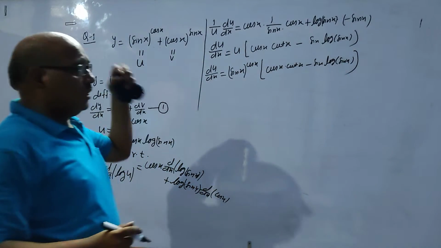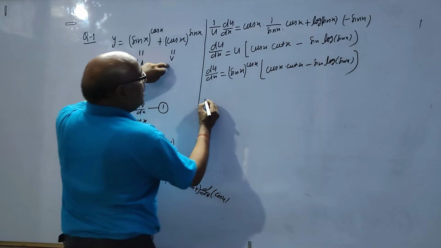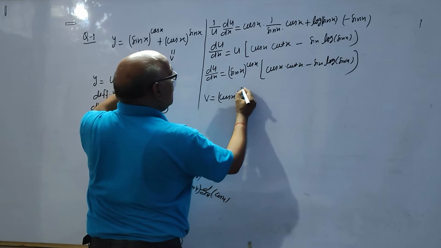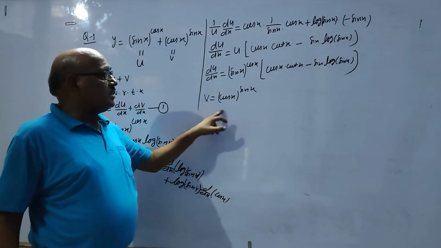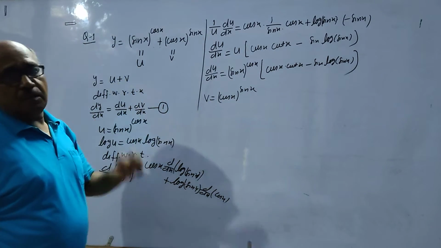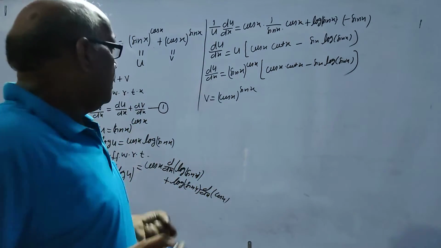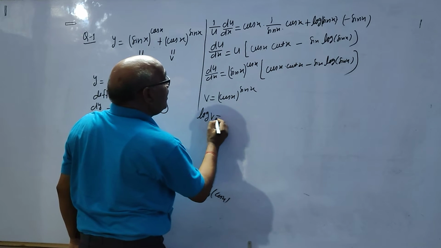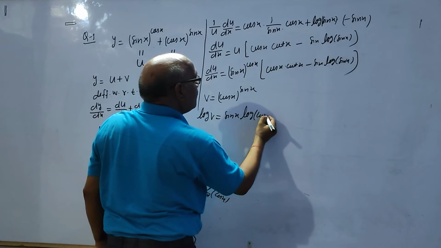Now you have calculated the du over dx. Now you just find the value of dv over dx. dv over dx कैसे निकालेंगे, यहाँ से क्या है, that is v is equal to cos x whole to the power sin x. One function is in the power of another function, so you take the log of both the sides. Now when you are taking the log, that is what, log of v is equal to how much, sin x into log of cos x.